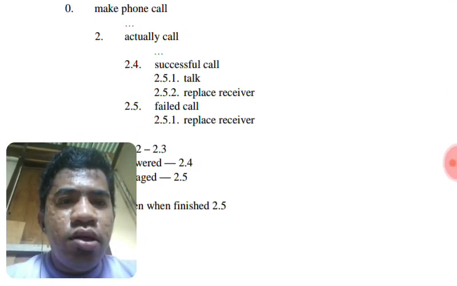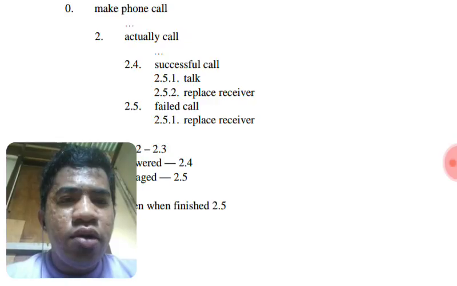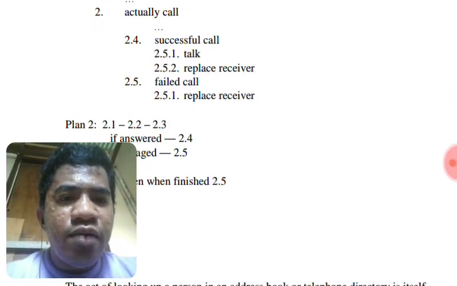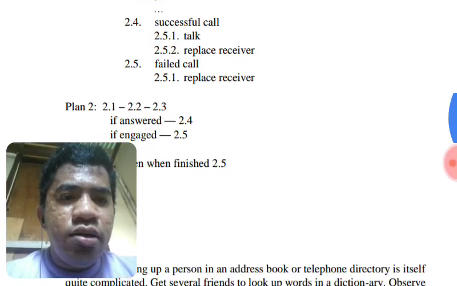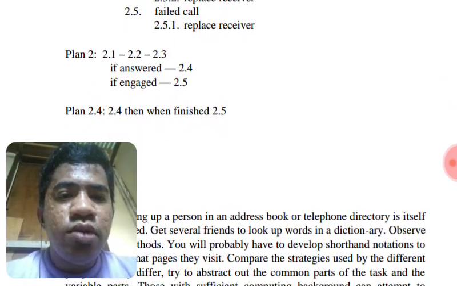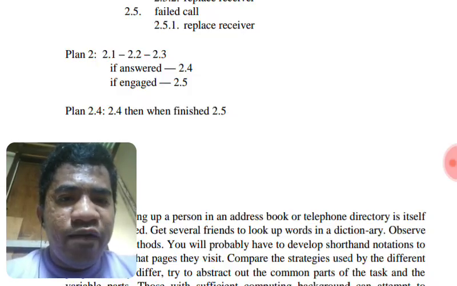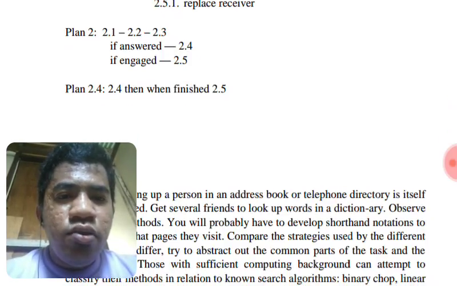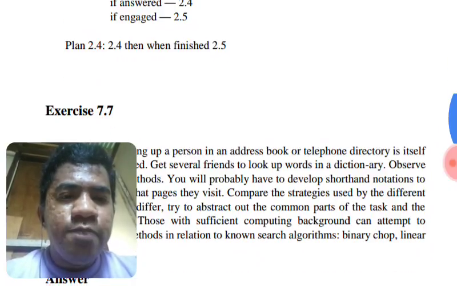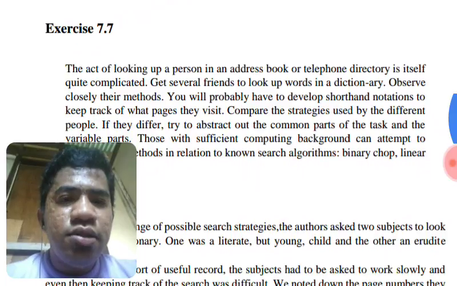1. Make a phone call. 2. Actually call. 2.4. Successful call. 2.4.1. Talk. 2.4.2. Replace receiver. 2.5. Unsuccessful call. 2.5.1. Replace receiver. Plan 2: 2.1, 2.2, 2.3. If answered, 2.4. If engaged, 2.5. Plan 2.4: 2.4.1. When finished, 2.4.2.